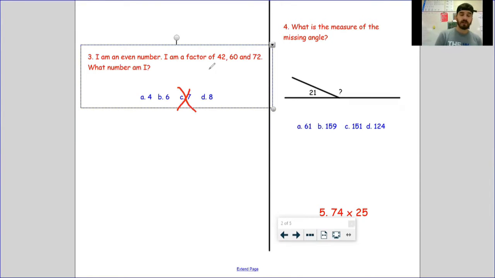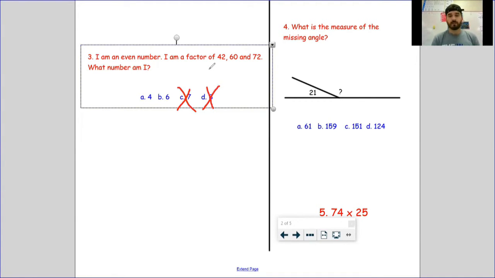All right, but now the answer choices have to be a factor of 42, 60, and 72, meaning I've got to be able to multiply one of those answer choices by something to get 42, 60, and 72. Now, you may feel comfortable and say, well, if I look at answer choice D, I know for a fact if I'm listing my multiples of 8, I'm going to skip right past 42 because 8 times 5 gives me 40, 8 times 6 gives me 48, and I keep going.